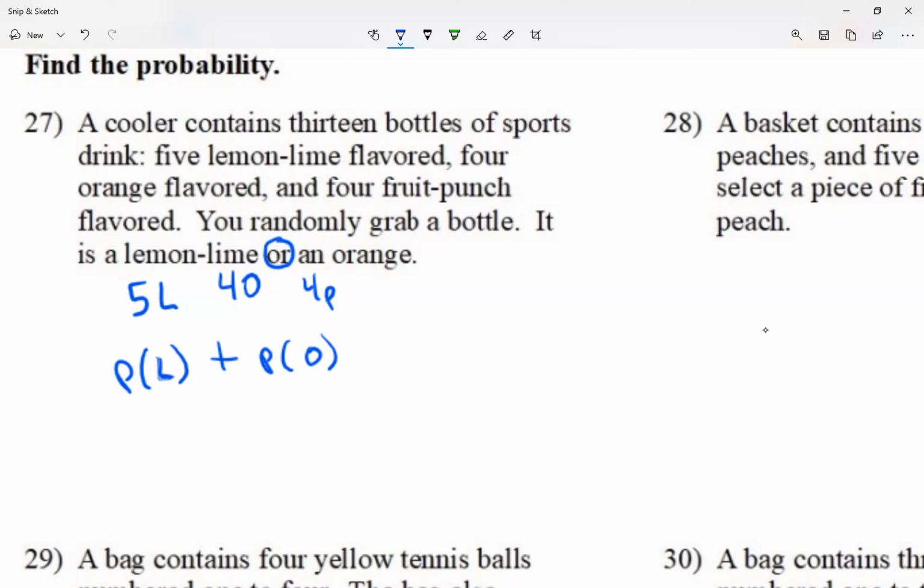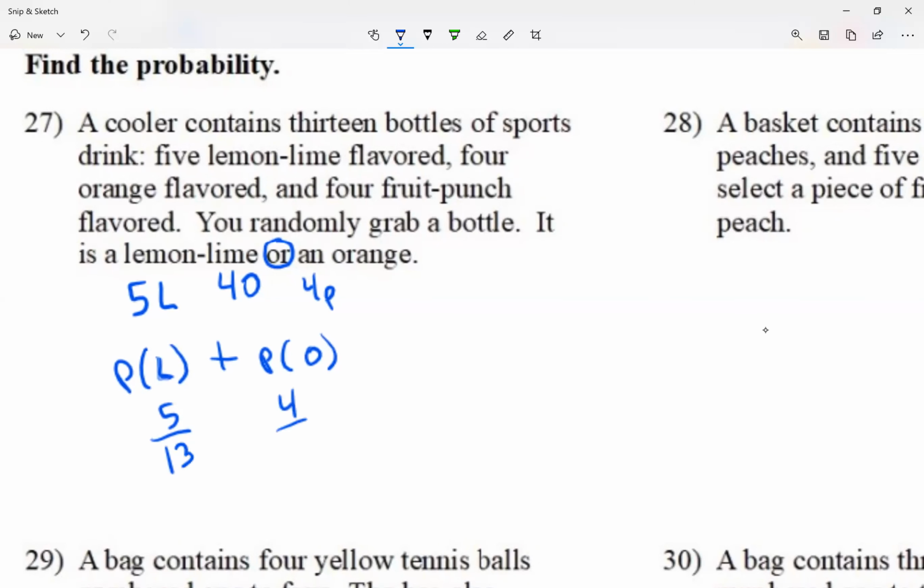The probability of this being a lemon lime flavored drink is 5 out of 13, because there's 5 lemon limes and 13 bottles altogether. The probability of this being an orange drink is 4 out of 13. Let me just add my two probabilities. Again, when we use the word or, we add. So this is going to give me 9 over 13. As a decimal, 9 divided by 13 is about 0.692.